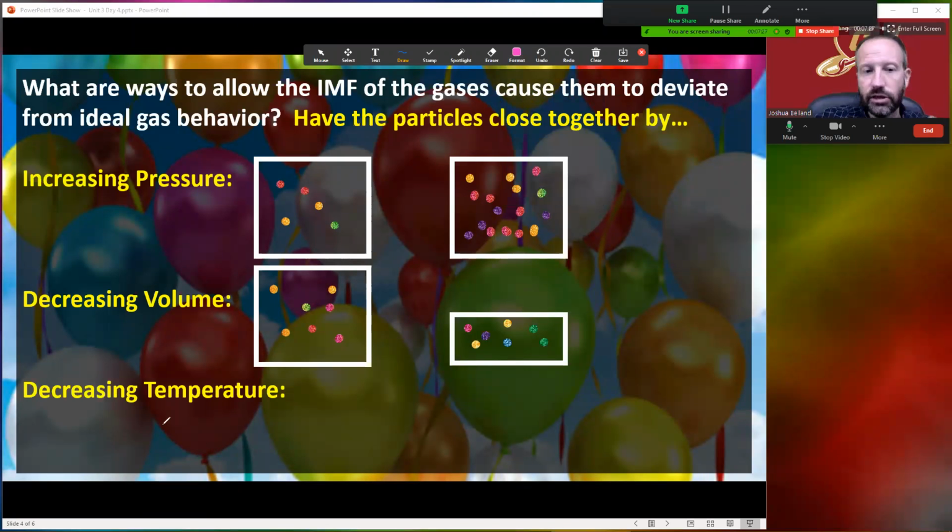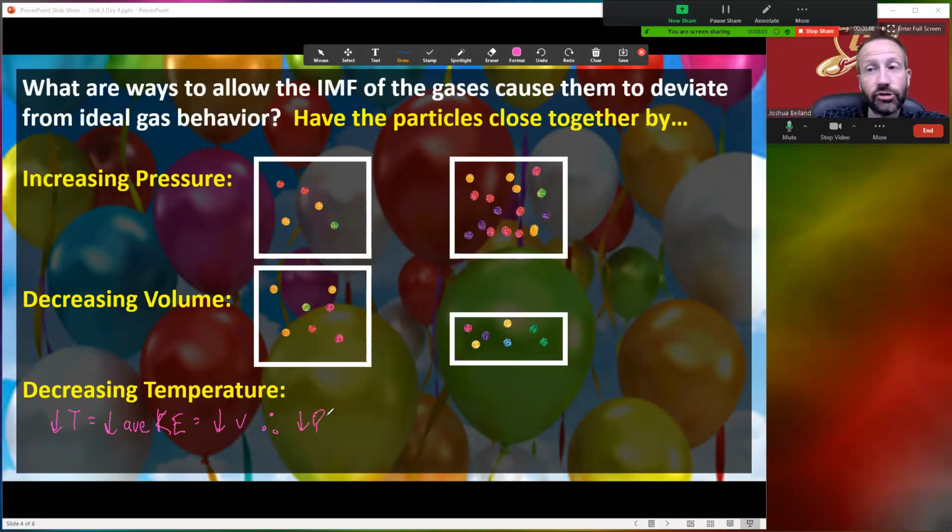Okay, so decreasing temperature. What's that going to do? Well, there's a progression here. Decreased temperature means decreased average kinetic energy, which means decreased velocity. If they're moving around less quickly, now they're able to notice each other's there. So therefore, it's going to decrease the pressure.